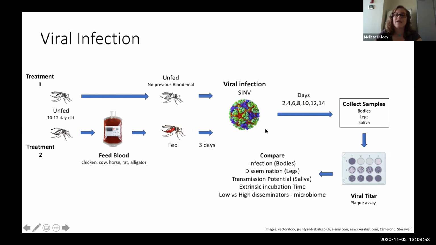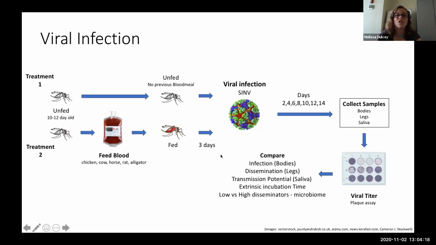And then between 2 to 14 days, we sample every other day. And we collect the bodies, the legs, and the saliva to look at the infection, the dissemination rates or the spread of virus throughout the body, and then also the saliva to look for transmission potential. And then we take those samples and we get a virus titer on them through plaque assay on vero cells.